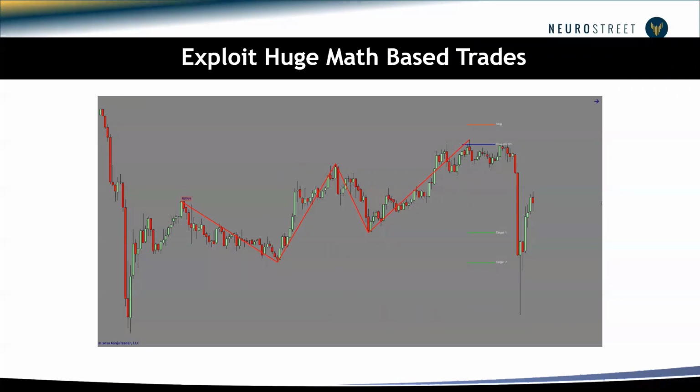So these are just screenshots of some examples. You can see that none of them really look the same, they're all different. There's eight different ratios, so you're going to scan different ratios on many different time frames.